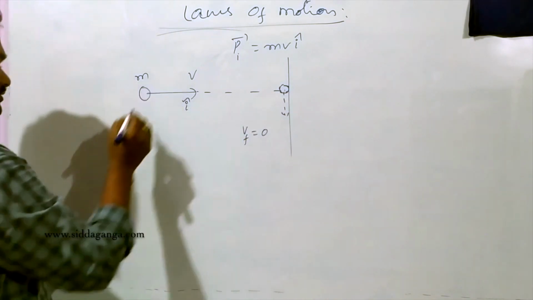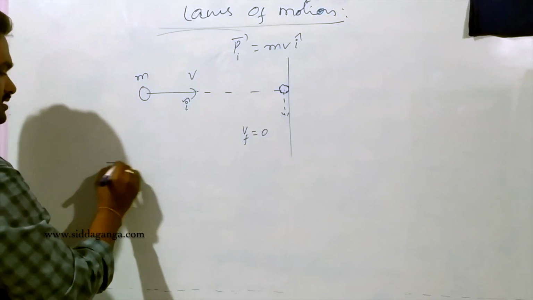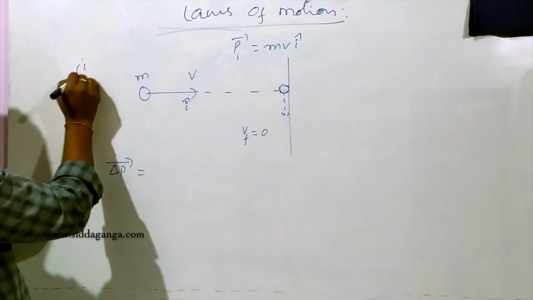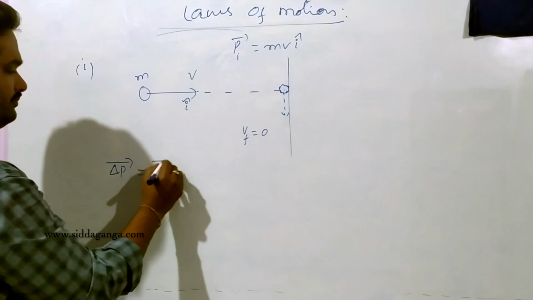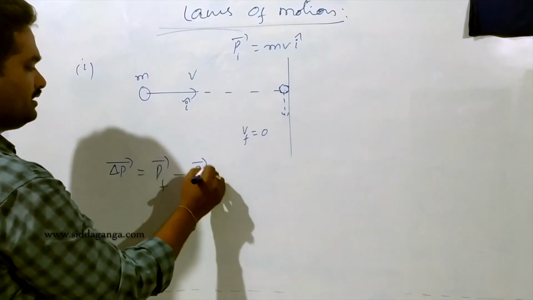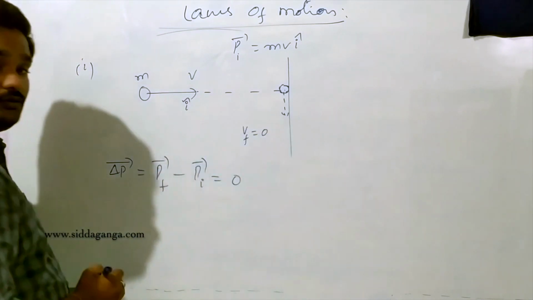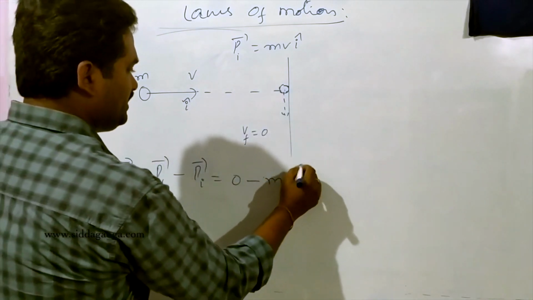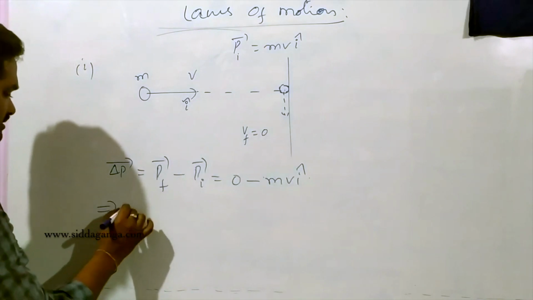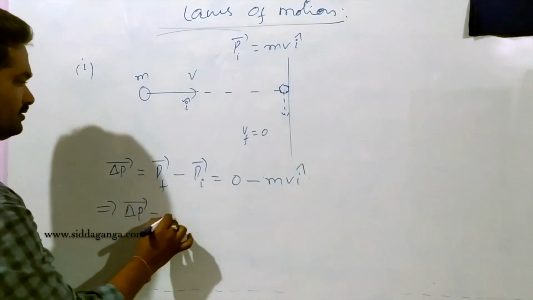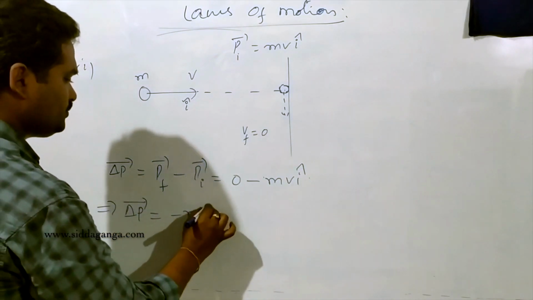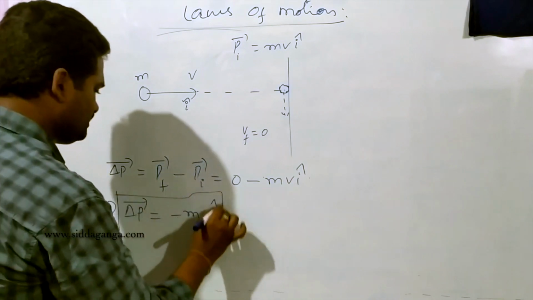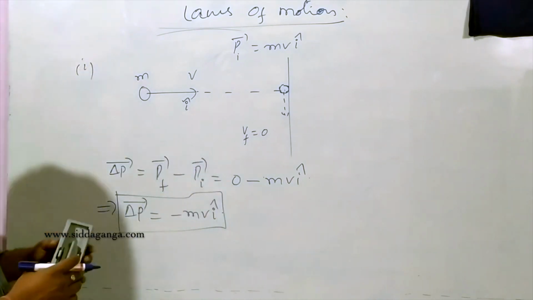So what will be the change in momentum in this condition? Change in momentum will be equal to final momentum minus initial momentum. What is final momentum here? 0. Minus initial momentum, which is mv into i cap. Hence the change in momentum in this case will be delta p equals minus mv into i cap. This is the first condition you have to remember for solving change in momentum.